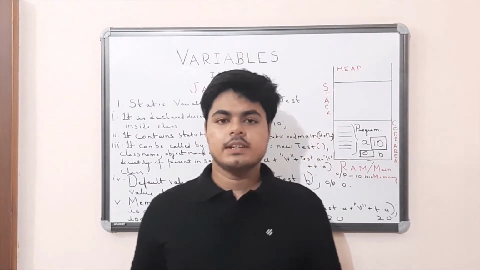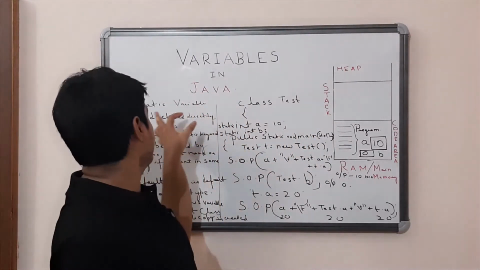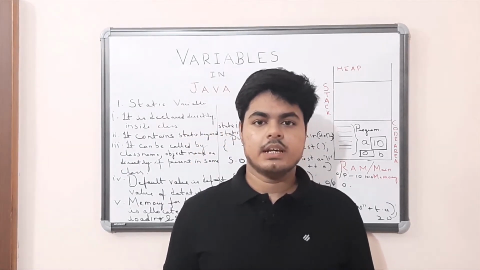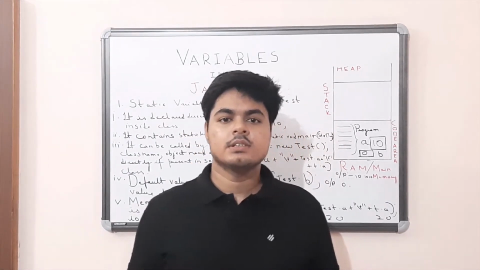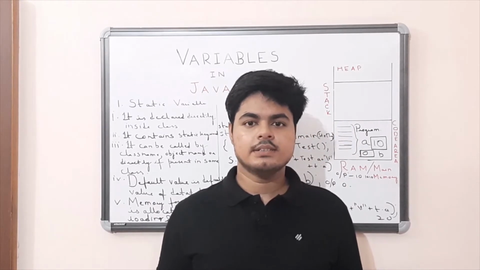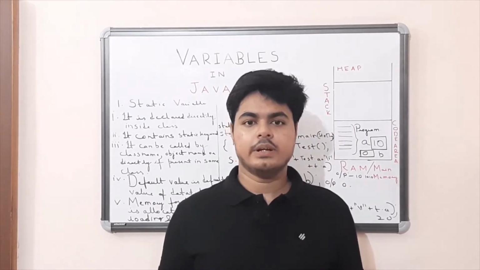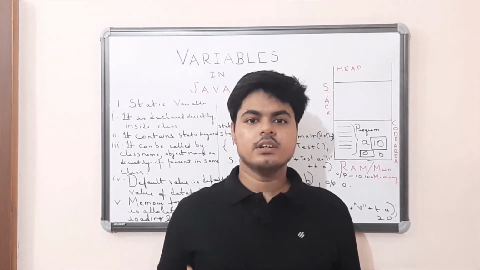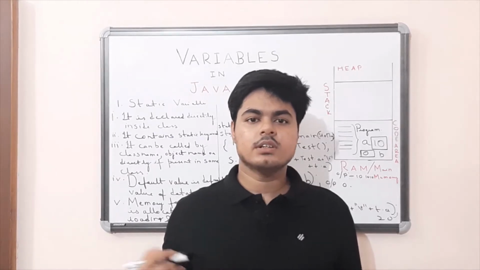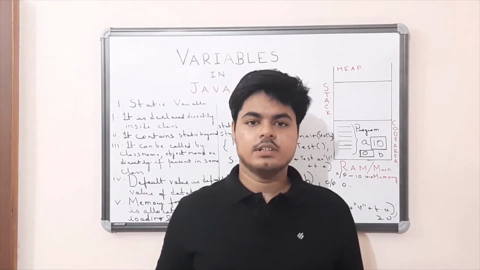Now let us start with static variable. Now Java is an object oriented programming language. Suppose there is a class named Student. Now this class Student is a template or a blueprint. It does not exist in the real world, but its objects, suppose student 1 comes, it's a real world entity.